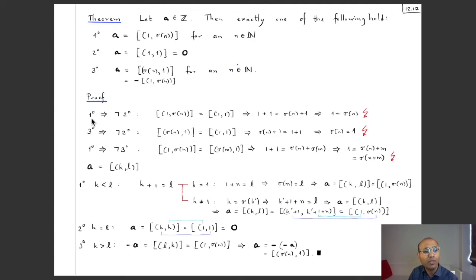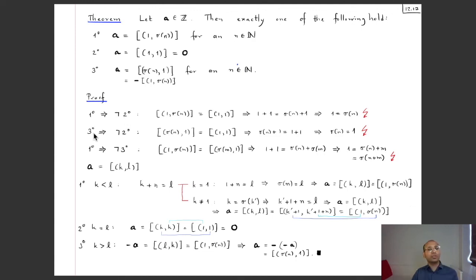So let's first show that if one holds, then two can't hold. Okay, so suppose that both of these hold, that means that A is this as well as this, that means that these two are equal. Well, if these two are equal, that means that these inner things are equivalent to each other, which means that 1 plus 1 should be sigma n plus 1. By the cancellation law, we have that one of the ones goes away and you get 1 is equal to sigma n. That means that 1 is the successor of some natural number, which violates the first Peano axiom, and so we have arrived at a contradiction. And so if 1 holds, then 2 cannot hold.